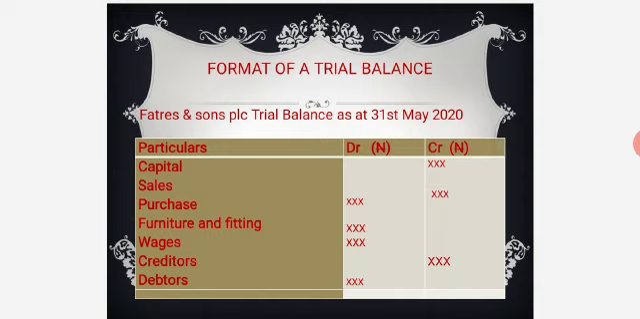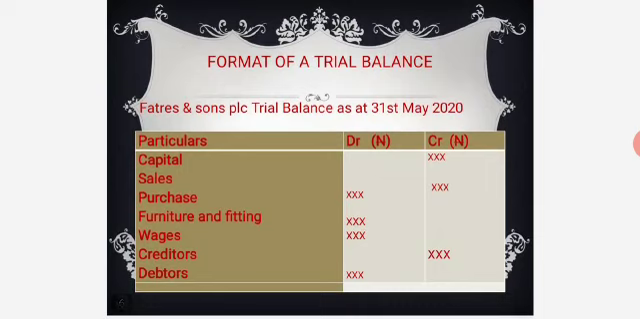Like the one we have here, we have Fairtress and Son PLC trial balance as at 31st May 2020. Now you have a column for particulars. That's where you have the names of the items. You have a column for the debit, and a column for the credit side. We have a capital here. Capital is a liability because it's money a businessman borrowed to start up a business. It's expected that the business should be able to pay back such money in future, so it should be credited.